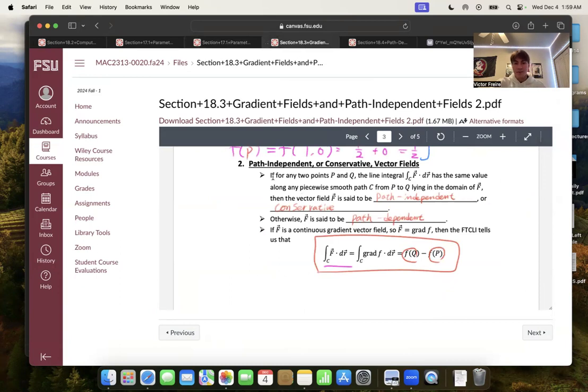Okay, yeah. So if for any 2 points, P and Q, the line integral of f dot dr along the curve C has the same value along any piecewise smooth path C from P to Q lying in the domain of F, then the vector field F is said to be path independent or conservative. All right. So let me just go back here.